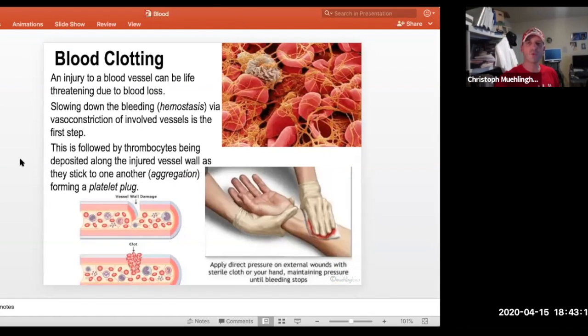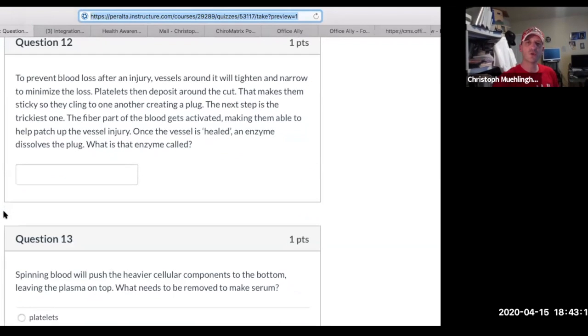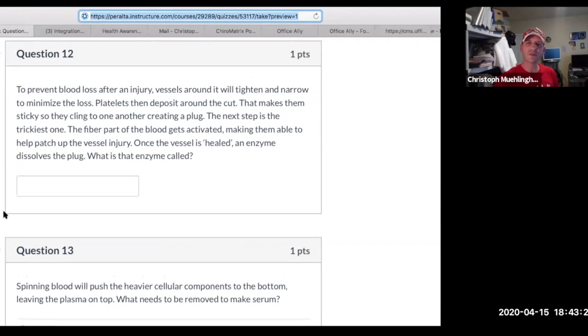If we have one more on the coagulation. To prevent blood loss after an injury, vessels around it will tighten and narrow to minimize blood loss. That's the first thing that happens when a blood vessel gets cut. Platelets then deposit around that cut, which makes them sticky so they cling to one another, creating a plug. The next step is the trickiest one. The fiber part of the blood gets activated, making it able to help patch up the vessel.